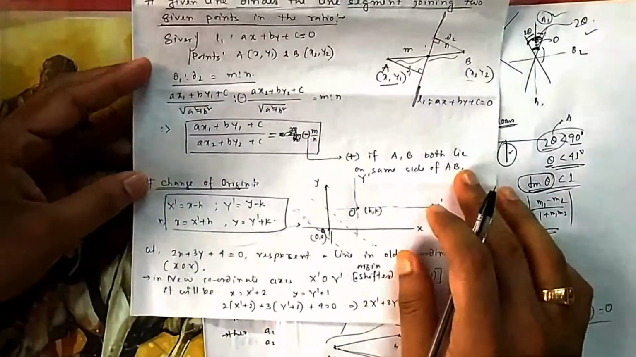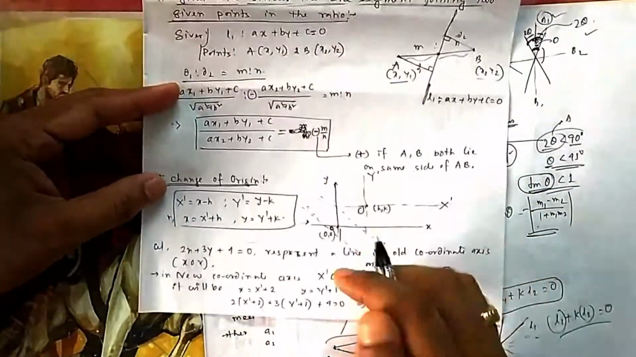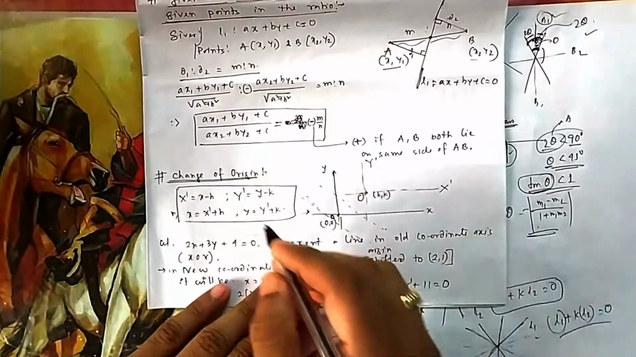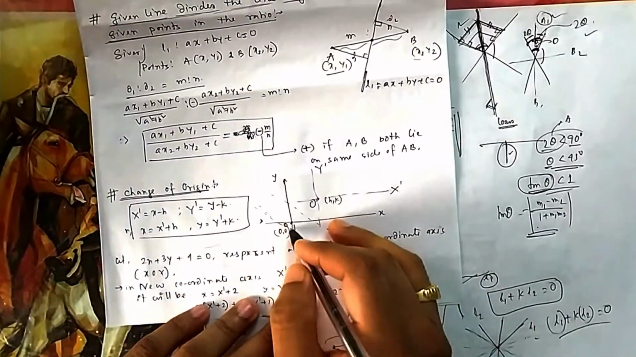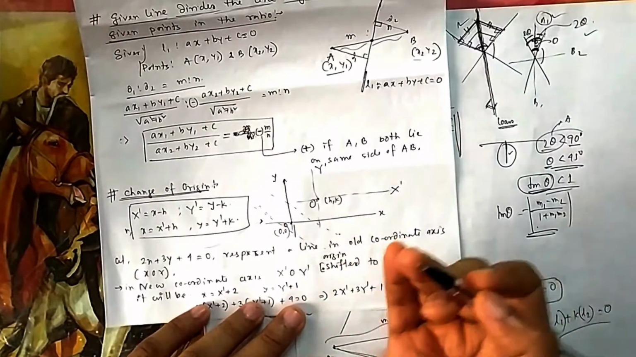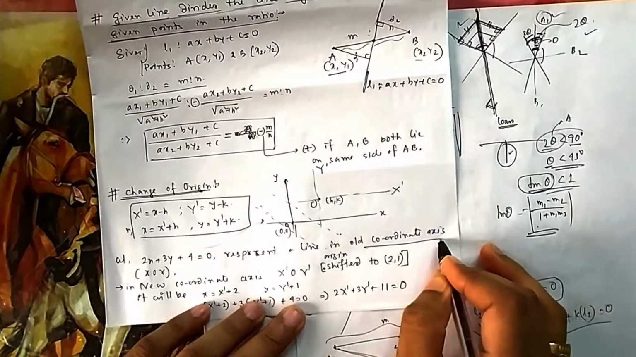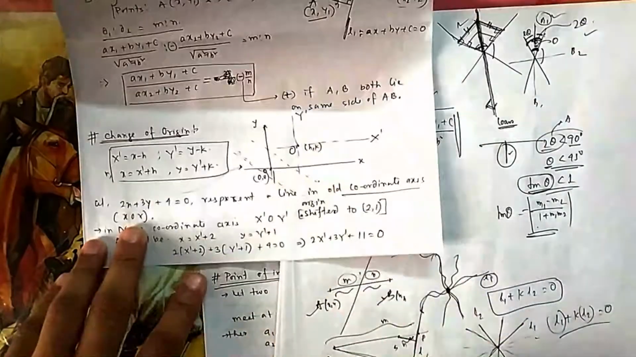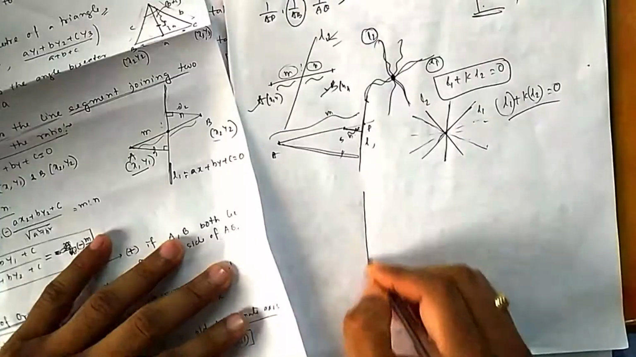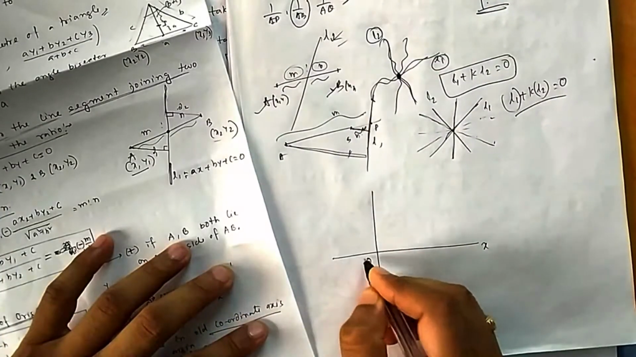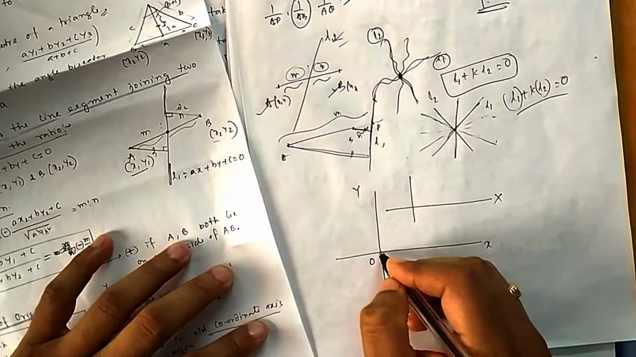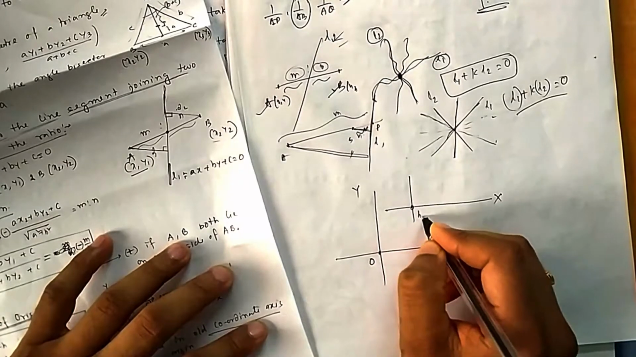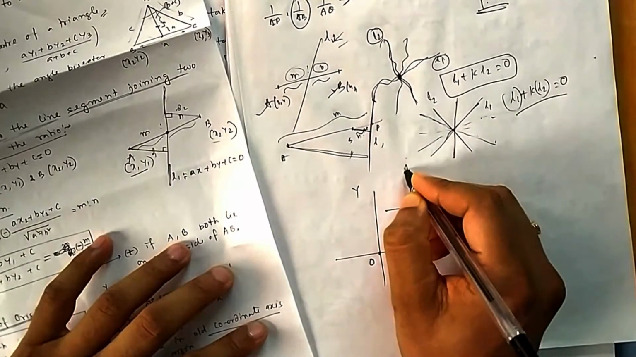Now the next thing is change of origin. Suppose you have changed the origin. Suppose this was my XOY, this is my original coordinate, the old coordinate axis, small xoy. Suppose I have a coordinate, small x, small y. Now I am shifting to a new coordinate system. I have shifted my origin from here. Now I want to shift my origin to a point h, k.